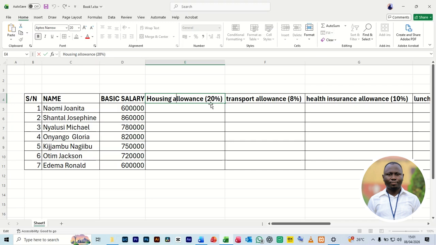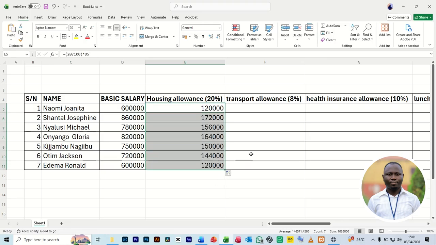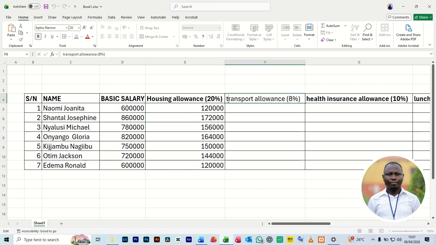Okay, let me maintain it like this. We shall say equal sign, open brackets. We have our basic salary here. 20% of the basic salary, we shall say 20 divided by 100. Close the bracket. We multiply it by our basic salary. Hit enter. We're going to get that. We autofill.